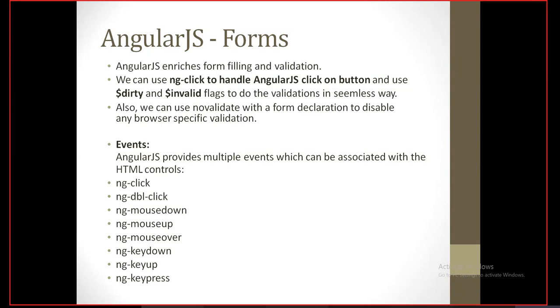What all directives do we have to handle the events? You know, ng-click, ng-dblclick, mousedown, mouseup, mouseover. If we move the mouse over a particular image, over a particular division, over a particular control, in that case the mouseover event will get triggered. Keydown, keyup, and keypress are naturally related to key presses. Keypress deals with alphanumeric values. Keydown and keyup relate to the arrow keys.